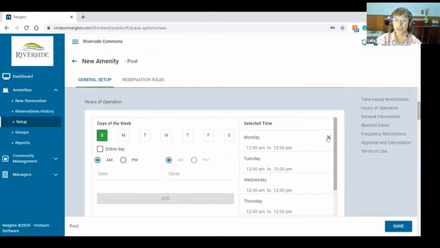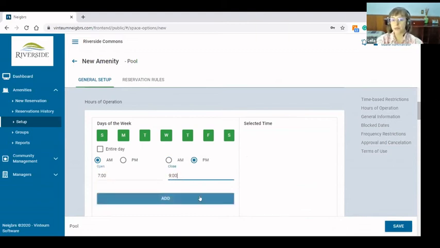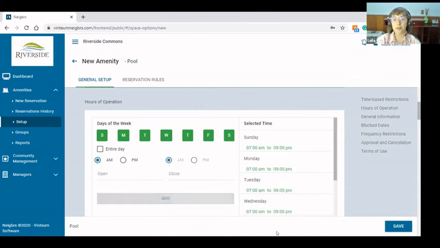So I could go ahead and delete the times that we have here and select when it's open. So I would select the days. So it's set every day. And then maybe it opens at 7 until 9 p.m. And I can add those here, and that means that residents can't reserve out of opening times.